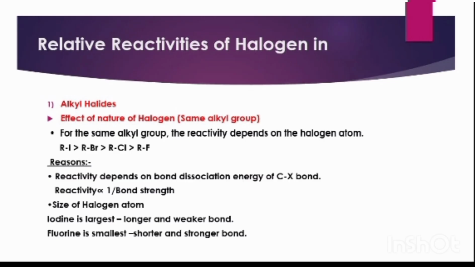Now we discuss relative reactivities of halogen in alkyl halides. Effect of nature of halogen. For the same alkyl group, the reactivity depends on the halogen atom, because reactivity depends on the bond dissociation energy of the carbon halogen bond. Reactivity is inversely proportional to bond strength and size of halogen atom. Example, iodine is largest, so longer and weaker bond. Fluorine is smallest, so shorter and stronger bond.